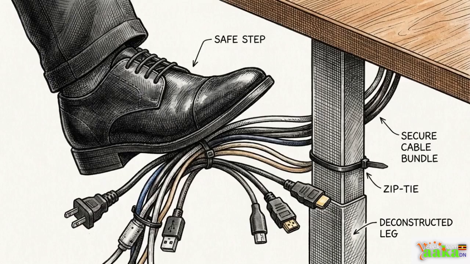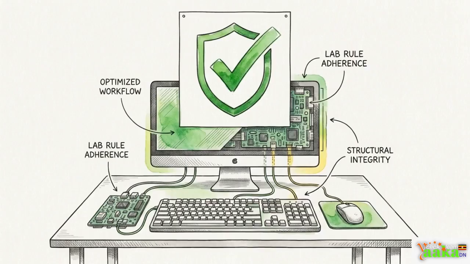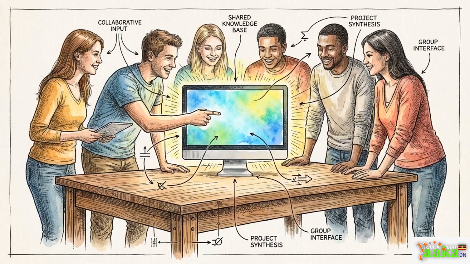We also have to be careful with power cables. Keeping them neat and tucked away prevents people from tripping, which protects both the students and the expensive hardware from a dangerous fall. Following lab rules ensures that these tools stay in good condition for everyone. By keeping food away and cables tidy, you are personally helping to keep the technology running for the whole community.